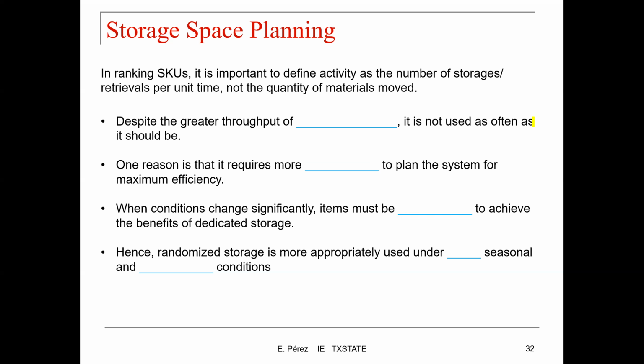So in ranking the SKUs, it is important to define activity as the number of storage and retrievals per unit time, not the quantity of materials moved. Despite the greater throughput of dedicated storage, it is not used as often as it should be. One reason is that it requires more information to plan the system for maximum efficiency. When conditions change significantly, items must be relocated to achieve the benefit of the dedicated storage. Hence, randomized storage is more appropriately used under highly seasonal and dynamic conditions.